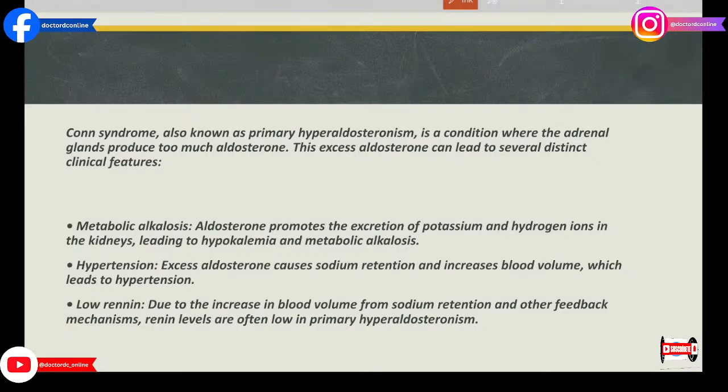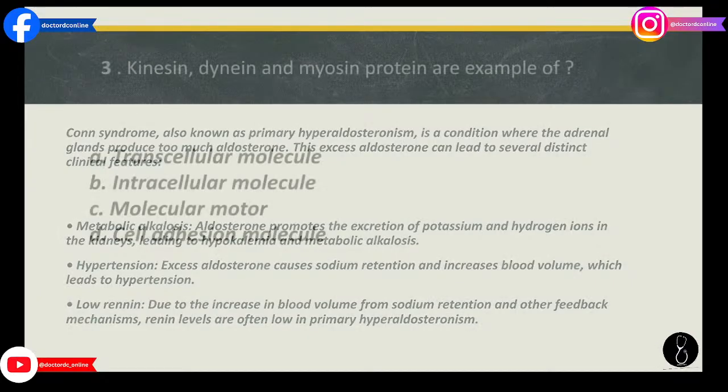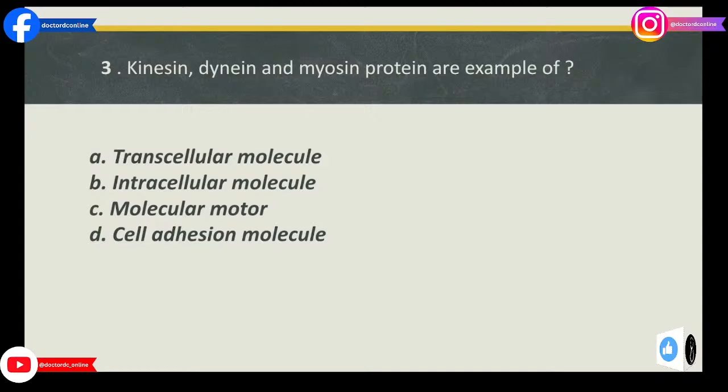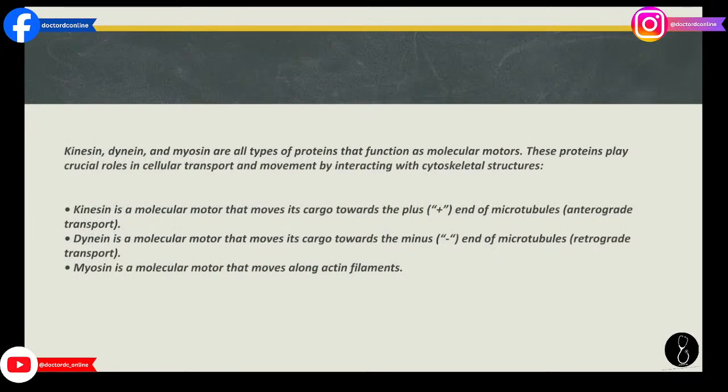In question 17, kinesin, dynein, and myosin are examples of what type of protein? The options are option A, transcellular molecule, option B, intercellular molecule, option C, molecular motor, and option D, cell adhesion molecule. These proteins function as intracellular motors. The correct answer is option C, molecular motor.